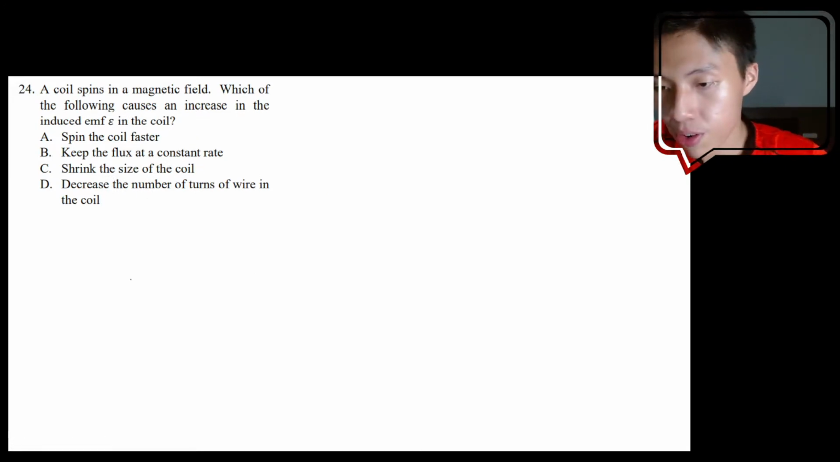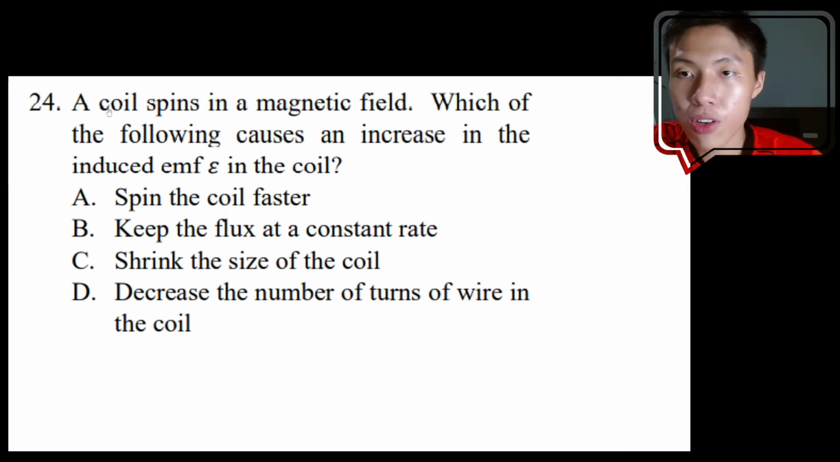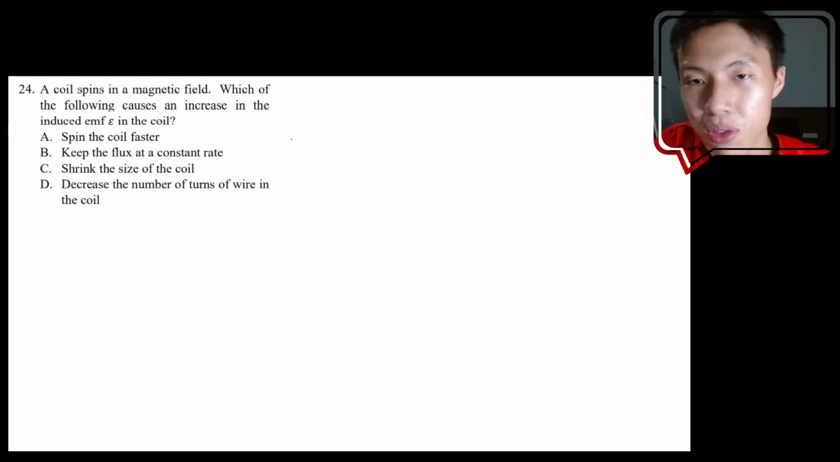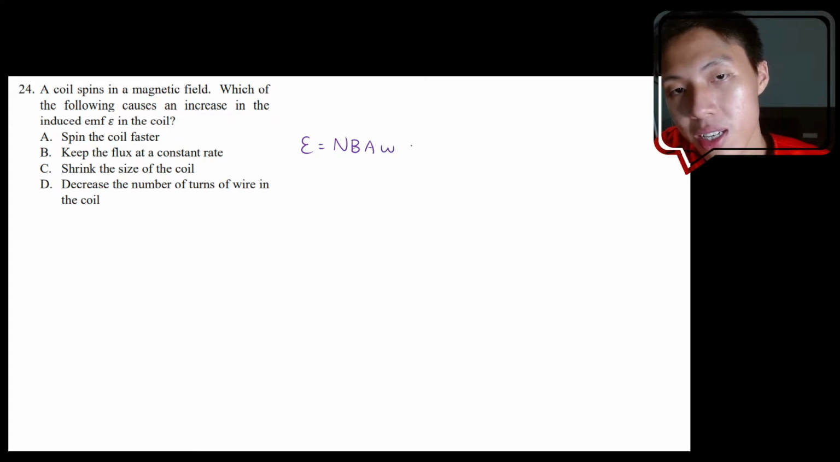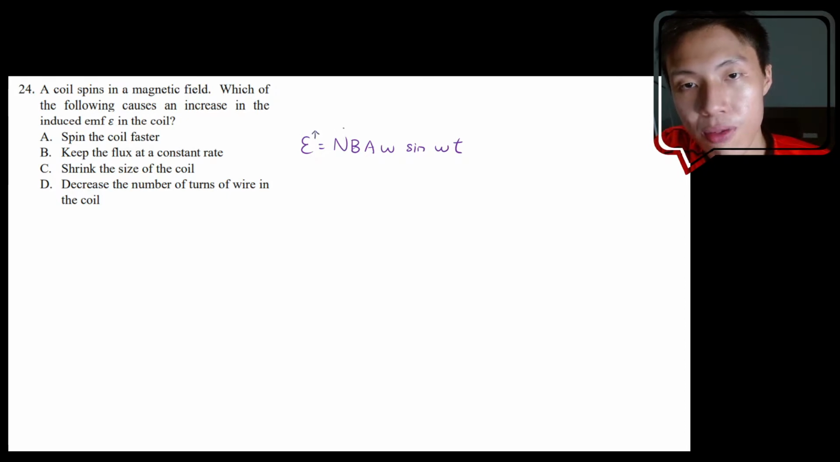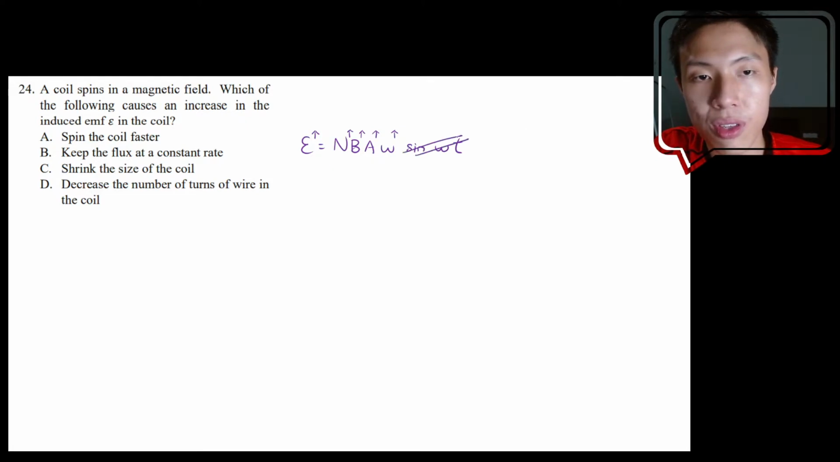Question 24. You have a coil spinning in a magnetic field. Which of the following causes an increase in the induced EMF in the coil? I'm not going to draw a diagram. Induced EMF for a rotating coil, you know that it's NBA omega sine omega t. So if you want to increase the induced EMF, you can either increase the number of turns, increase the magnetic field passing through the coil, increase the area of the coil, or make it rotate faster. This one is irrelevant. This one, it depends on time.